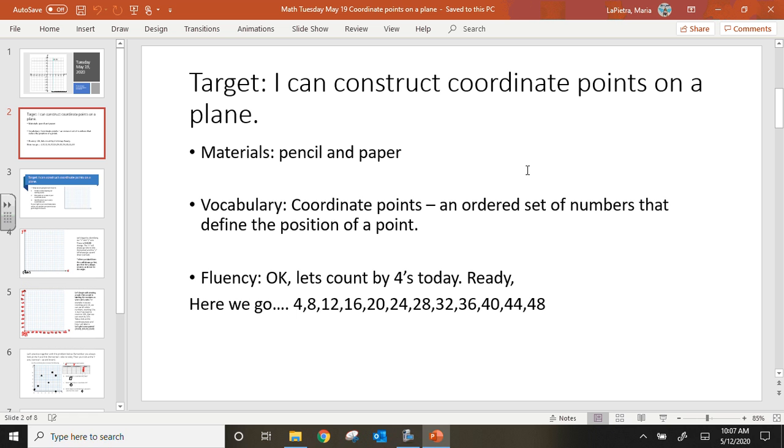Okay, fluency. Let's count by fours today. You should be a pro at this by now. Here we go. 4, 8, 12, 16, 20, 24, 28, 32, 36, 40, 44, 48.